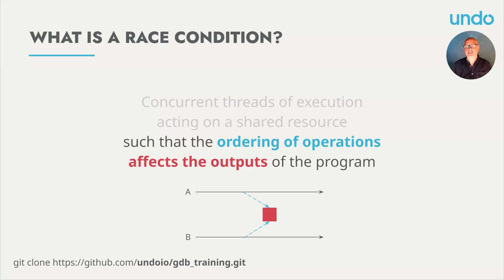Such that the ordering of operations affects the output. So my 2 threads, A and B, are in a race, both operating on this shared resource, and whoever gets there first wins the race, and that affects the output.